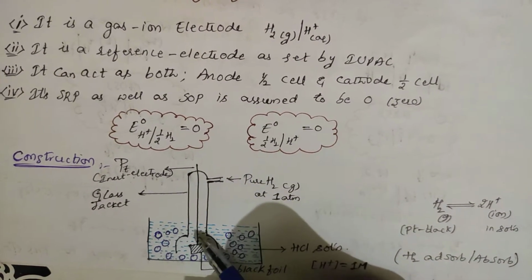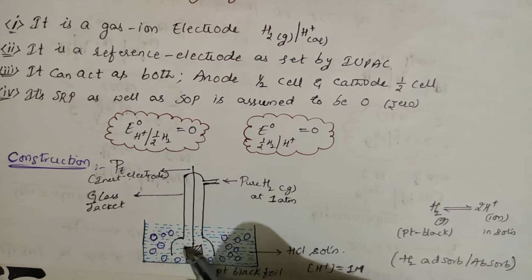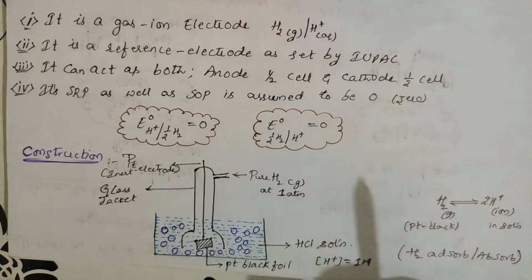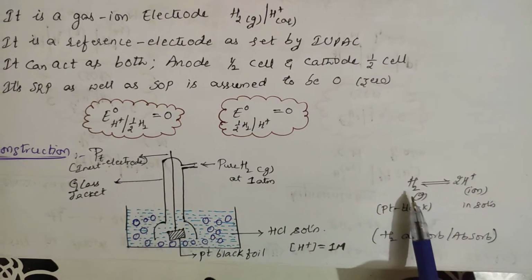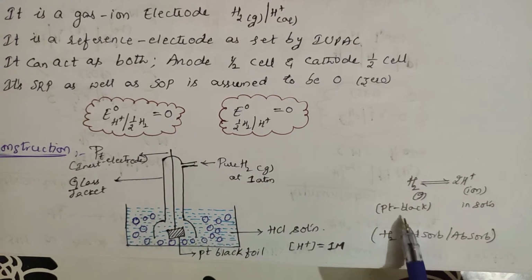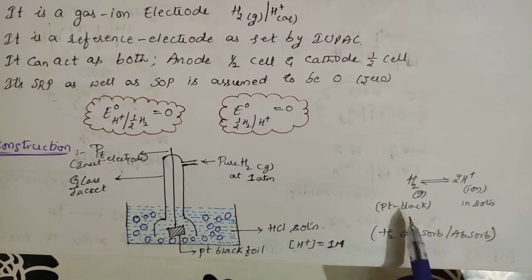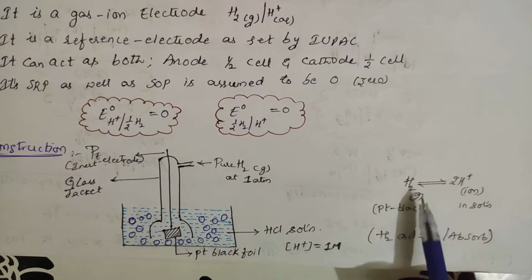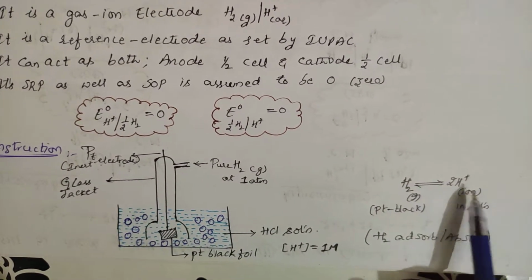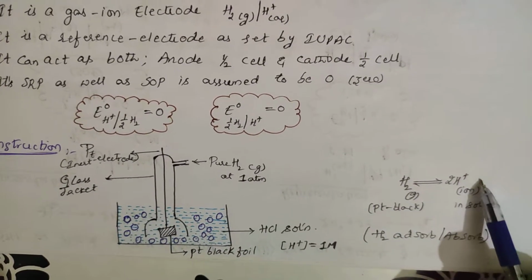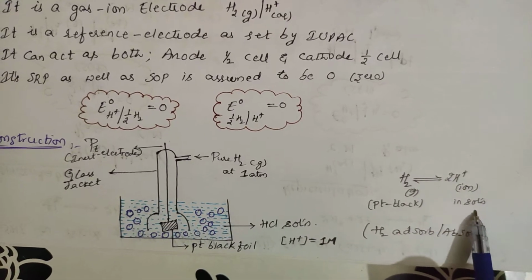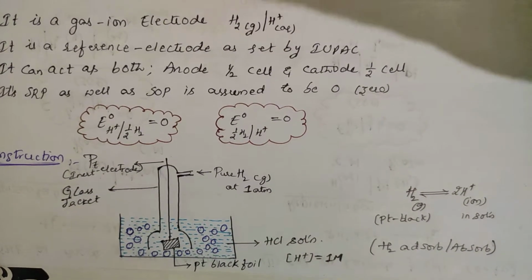See, platinum will not be involved in the reaction, right? This is an inert electrode. So whatever hydrogen gas is present on the platinum foil, that is involved in the reaction. What happens to the hydrogen? It may convert H2 to H plus, or it may convert H plus to H2, which is deposited on the platinum black foil. Suppose it gets converted into H plus, what happens? This H plus concentration moves into the HCl solution. This H plus will be present in the solution, right? This is the condition.